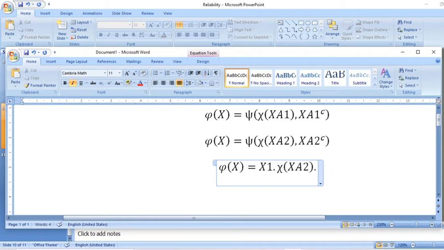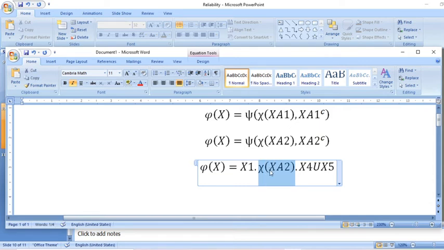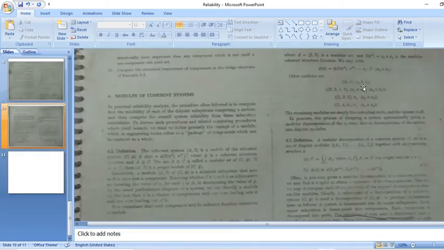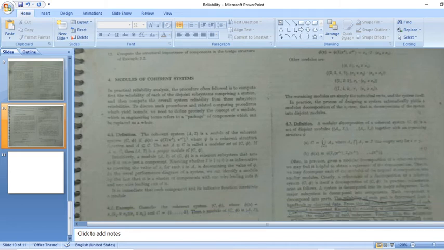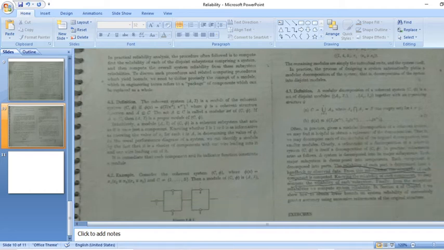Now what about the remaining structure? x4 union x5. So we substituted the structure function of the second module. So the entire system can be represented like this, and that is mentioned here. Similarly, we can find out the structure in terms of the remaining modules, and that information is given here.